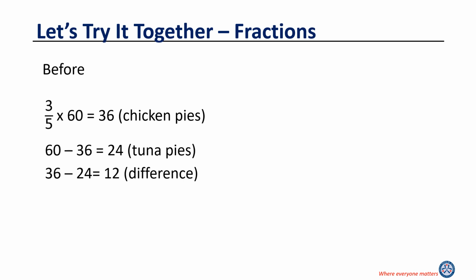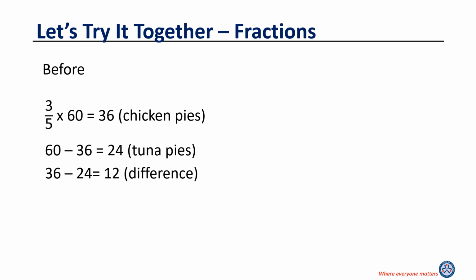The first step is to find the number of chicken pies and the number of tuna pies. There were 60 pies, and 3/5 of the pies were chicken pies. So 3/5 of 60 is 3/5 times 60 to give us 36. There were 36 chicken pies.